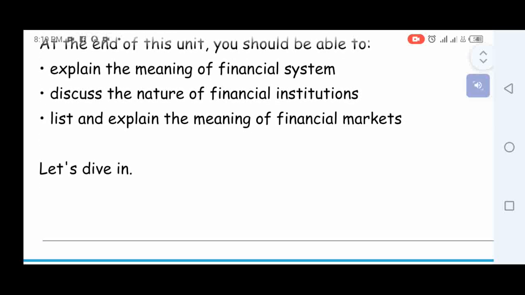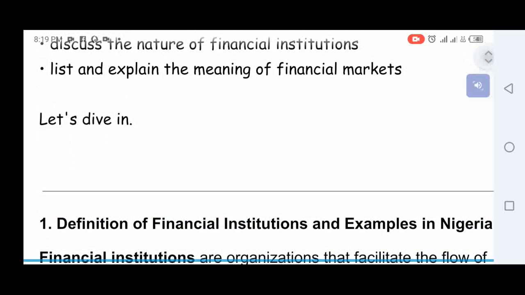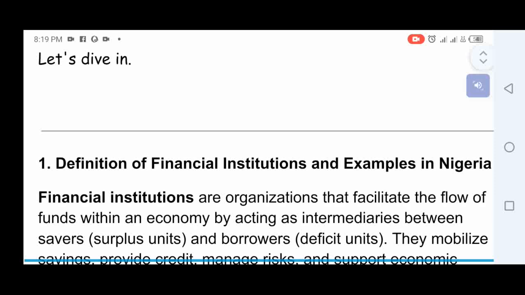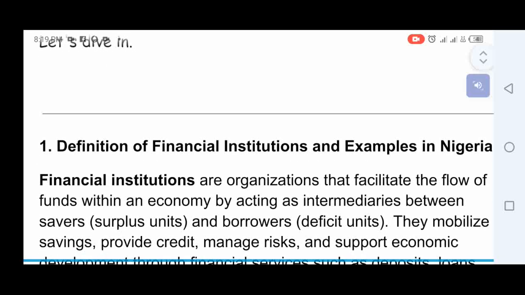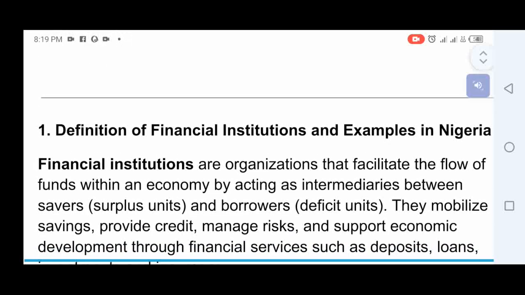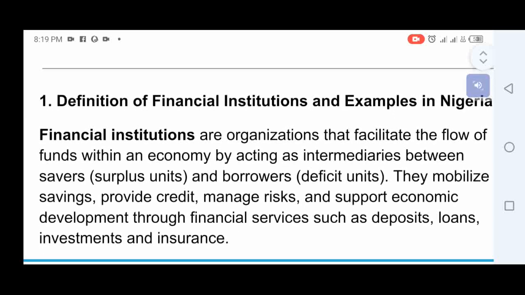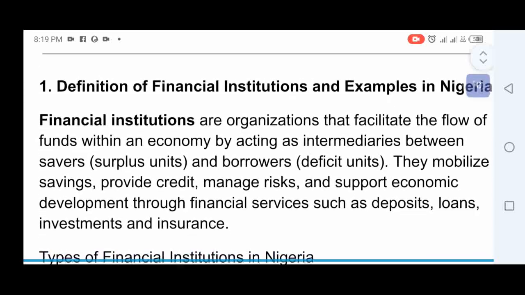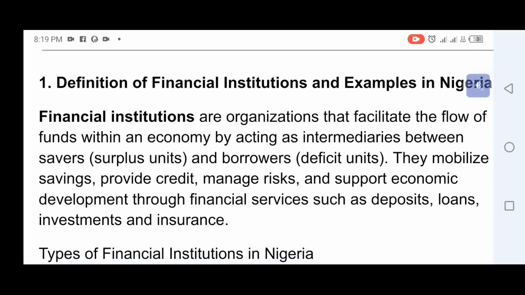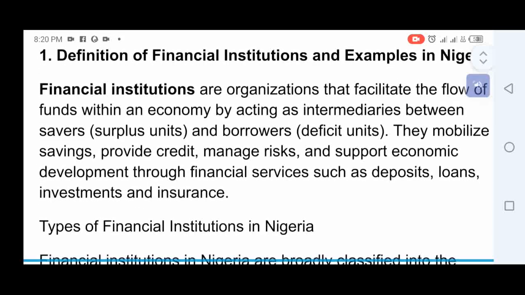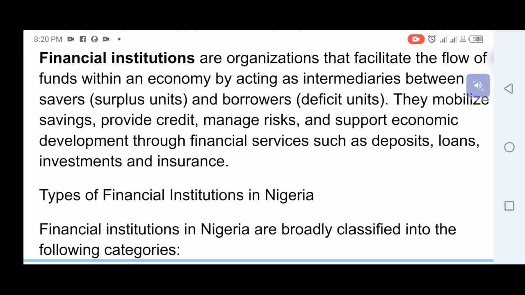Let's dive in. 1. Definition of financial institutions, an example in Nigeria. Financial institutions are organizations that facilitate the flow of funds within an economy by acting as intermediaries between savers (surplus units) and borrowers (deficit units). They mobilize savings, provide credit, manage risks, and support economic development through financial services such as deposits, loans, investment, and insurance.